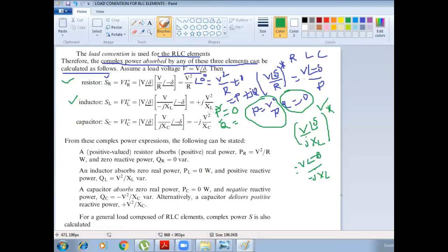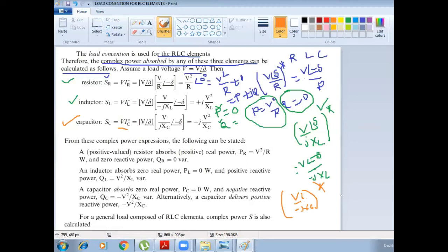So it absorbs the positive reactive power. So it is an inductor. Now again let us see the capacitor. Complex power is given by V multiplied by IC star, V at an angle delta, and you can write it as V by JXC at an angle minus delta. Actually, it is given by V by minus JXC, and its complex conjugate.